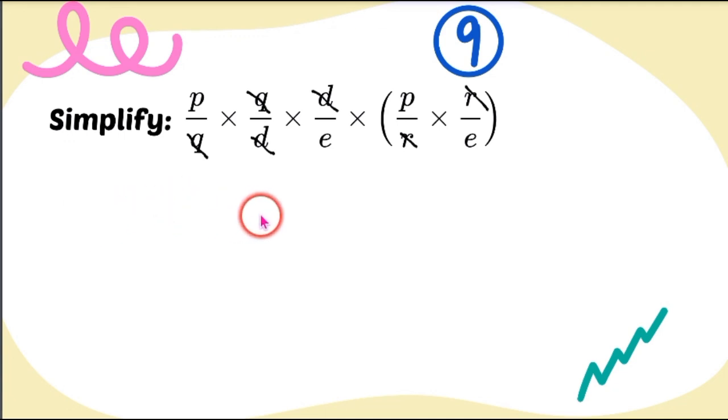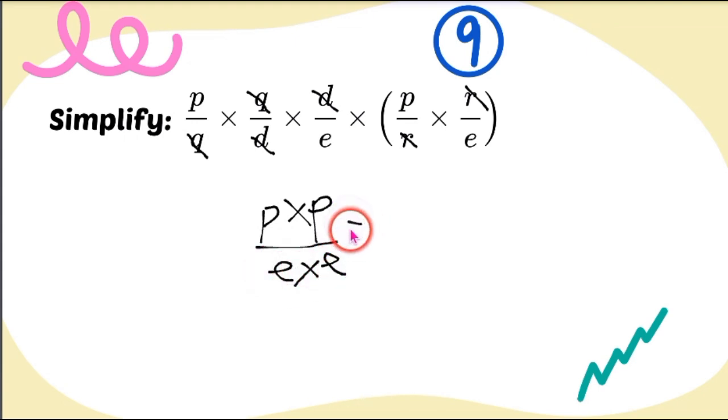Okay, so that will give me P times P up at the numerator side, and at the denominator side we're going to be having E times E. Well, the P's and the E's actually say no, we are still here. So P times P is P squared, and E times E is E squared. So that is your final answer.